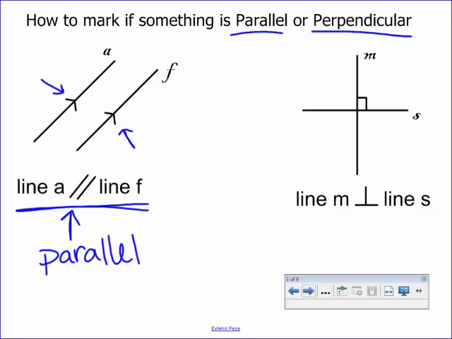Perpendicular. When you see something perpendicular, remember that little box in the corner means that it is a 90-degree angle and that they're perpendicular. Also, the upside down T indicates the word perpendicular. So it says line M is perpendicular to line S. So make sure you know these markings.